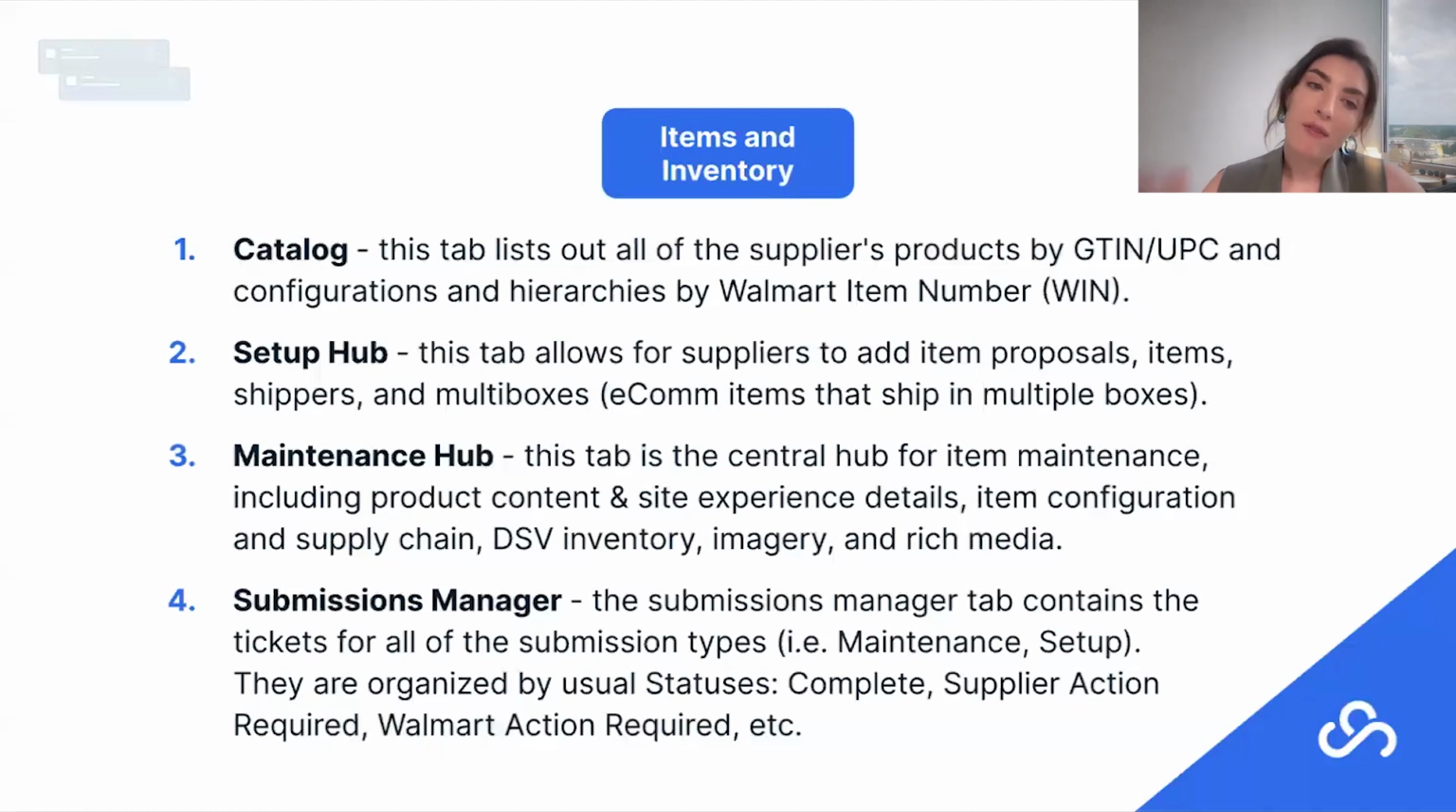So if you haven't ever been in Item 360 and you're learning these things for the first time, let's talk through them a little bit. So catalog is going to be essentially what it sounds like. It is the breadth of your products by GTIN or UPC and the configurations and the hierarchy with your Walmart number or your WIN. So that's helpful for just seeing what's available. There'll be filters for like active or inactive. It's kind of everything that you have ever sent into Walmart, that you've ever shipped to Walmart or will be shipping to Walmart, may live in your catalog.